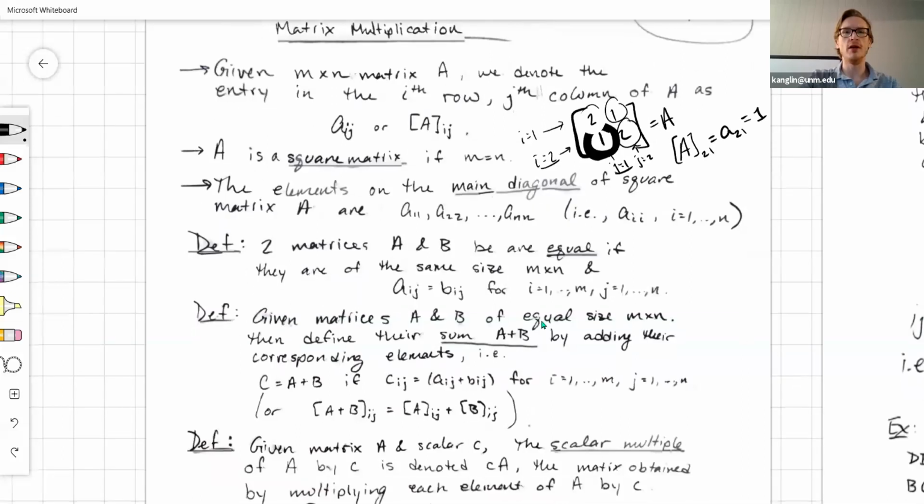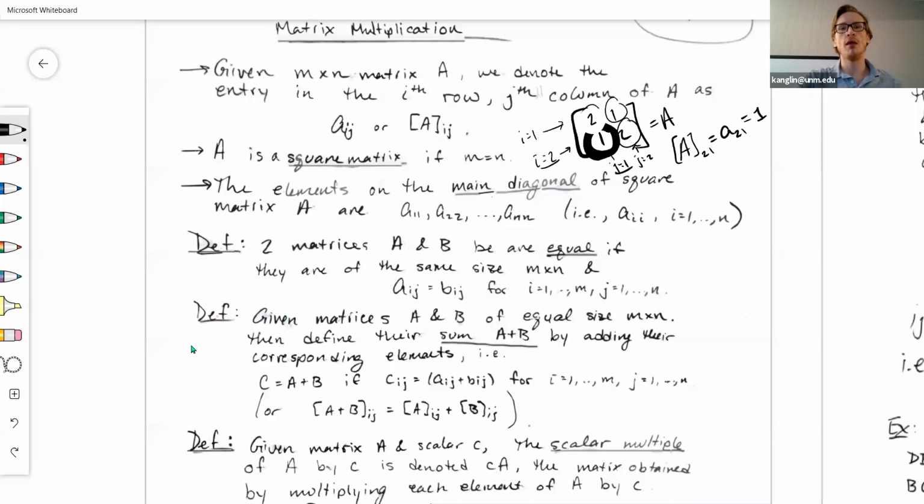A few more definitions here. Two matrices A and B are equal. We need to know what it means for matrices to be equal. They're equal if they are the same size, first of all, they have to be compatible sizes, and a_ij equals b_ij for all i and j values that are valid, meaning every row index and column index, if we put the same indices on A and B, we get the same entry, right? So we're just saying entry-wise, they have to be equal. In order for two matrices to be equal, all of their entries have to be equal.